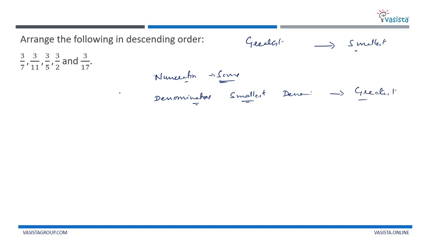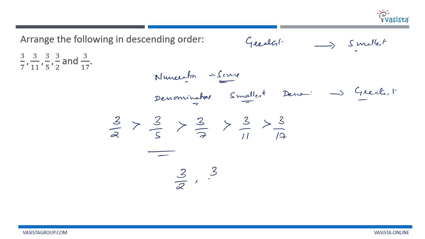By using that, 3 by 2 is going to be the greatest, 3 by 2 which is greater than 3 by 5, and which is greater than 3 by 7, and which is greater than 3 by 11, and which is greater than 3 by 17. So the order is 3 by 2, 3 by 5, 3 by 7, 3 by 11, and 3 by 17.